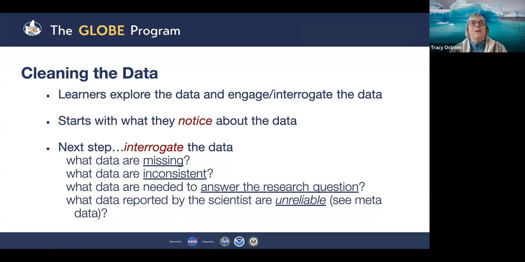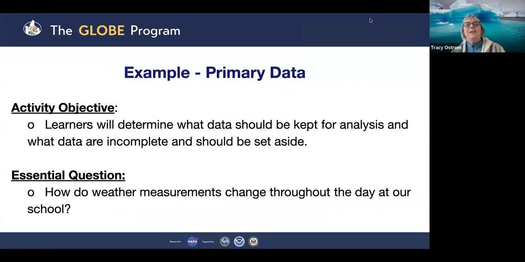So these are kind of clues that we can use to understand and clean the data that we're working on. Okay, next slide. Here's our first example. This is primary data, and it's authentic data because it was collected by a group of students that I work with. And our objective in this primary data collection was to determine what data can be kept for analysis and what data are incomplete and need to be set aside before analysis.